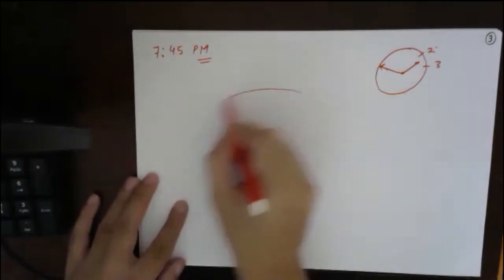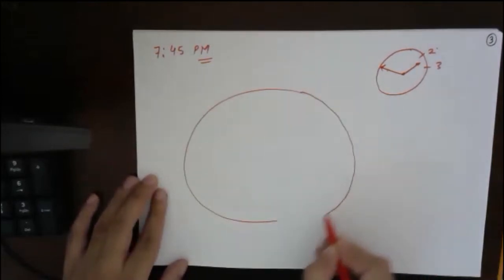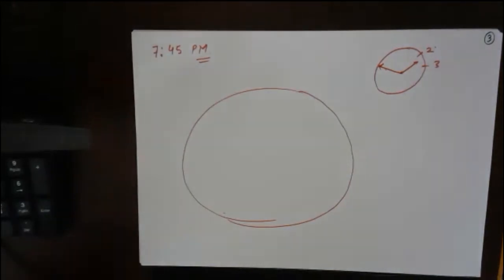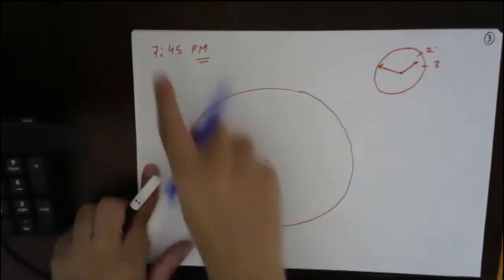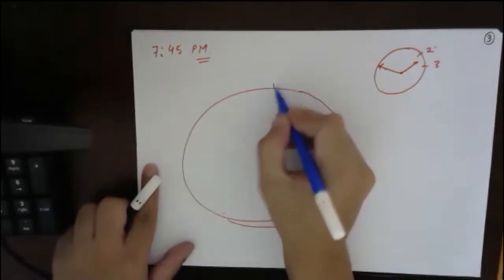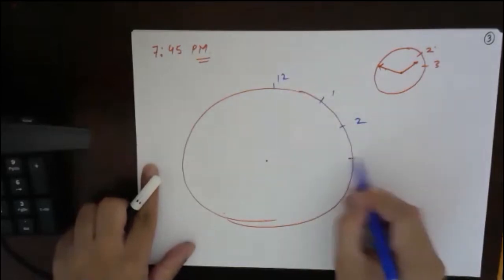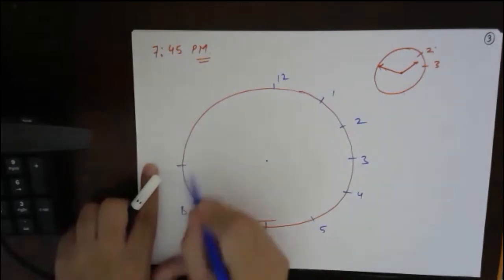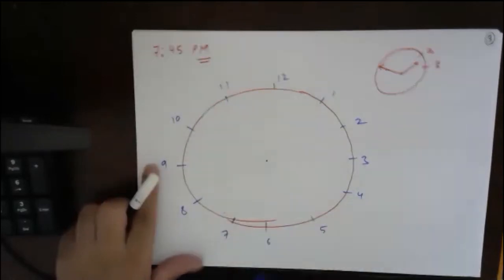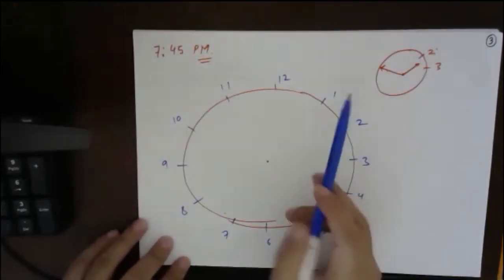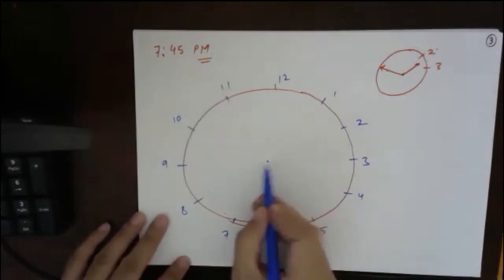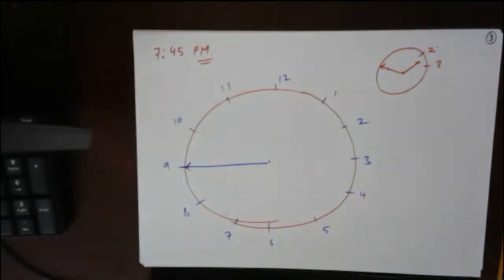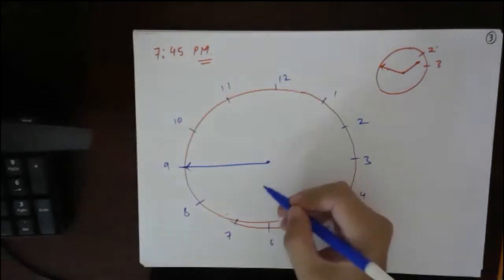So this is the time. I'm making a very big clock. So this is a very big clock, and let's see. At 7:45, the minute hand: this is 12, 1, 2, 3, 4, 5, 6, 7, 8, 9. Okay, so at 7:45, the minute hand is exactly at 9.